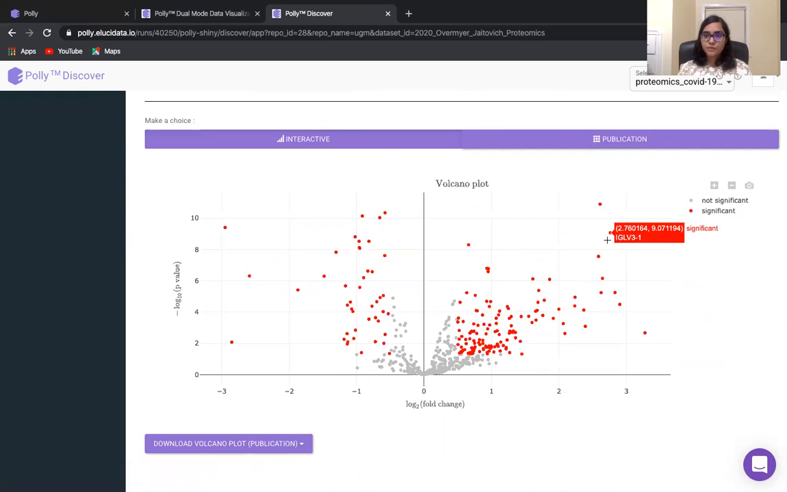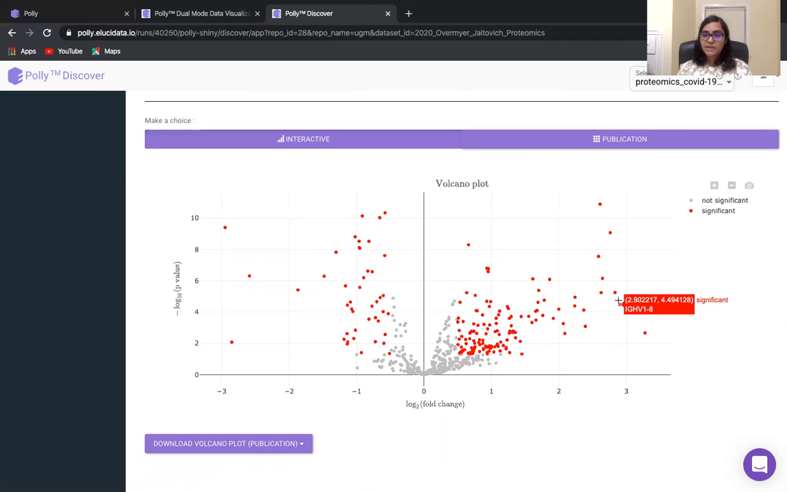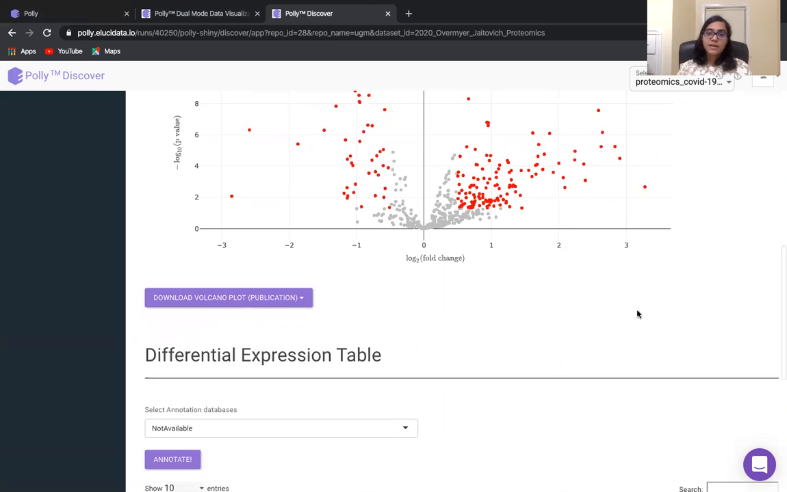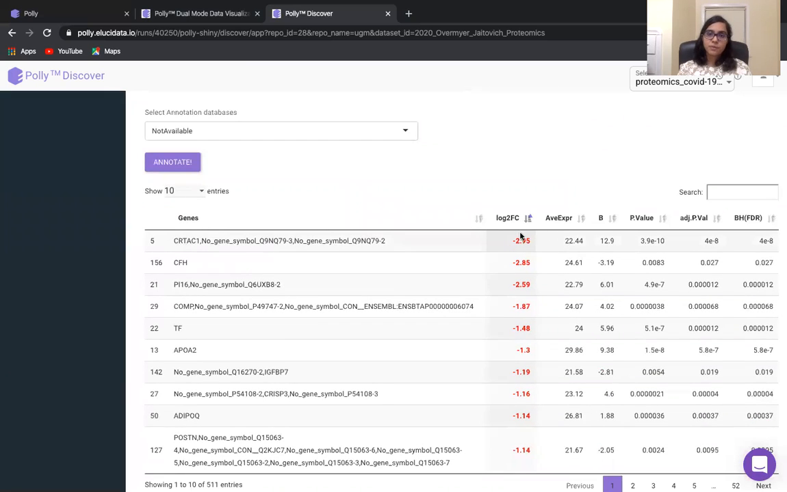I can scroll through them and go through them one by one and see what's upregulated and what's downregulated. And I can also see these results in a table. If you look at the top negative fold change protein, that's CRTAC1, which is one of the proteins that the authors in the study also highlighted. You also see ApoA2 showing up here, which is a lipoprotein, kind of hinting towards dysregulation of lipids in COVID-19 infection.